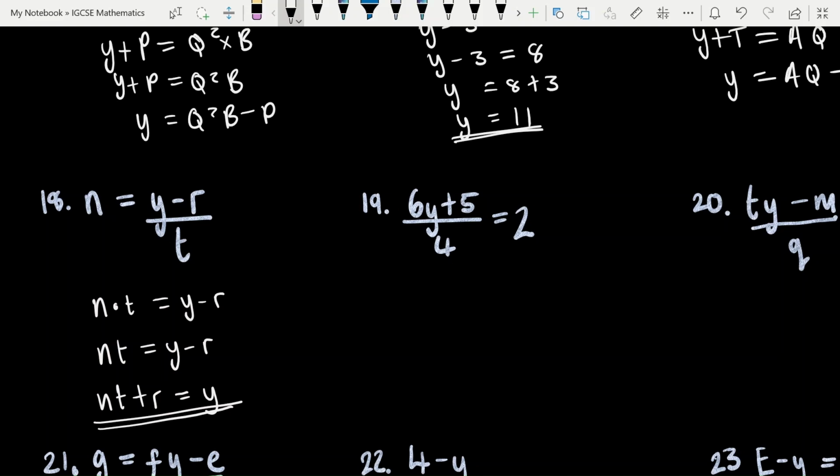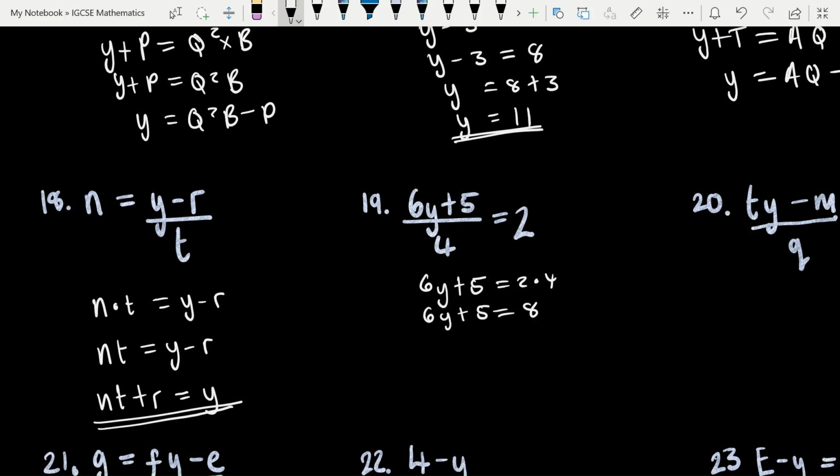Now we have 6y plus 5 all over 4 being equal to 2. So first thing first, we have to take 4 to the other side, because he's dividing every single thing on that left-hand side. 4 is dividing everything, so he's affecting everybody. So we take him first. We deal with him first. We take him to the other side, because he's making it a fraction. We don't need a fraction. We're going to have 6y plus 5 being equal to 2 by 4. And we're going to have 6y plus 5 being equal to 8.